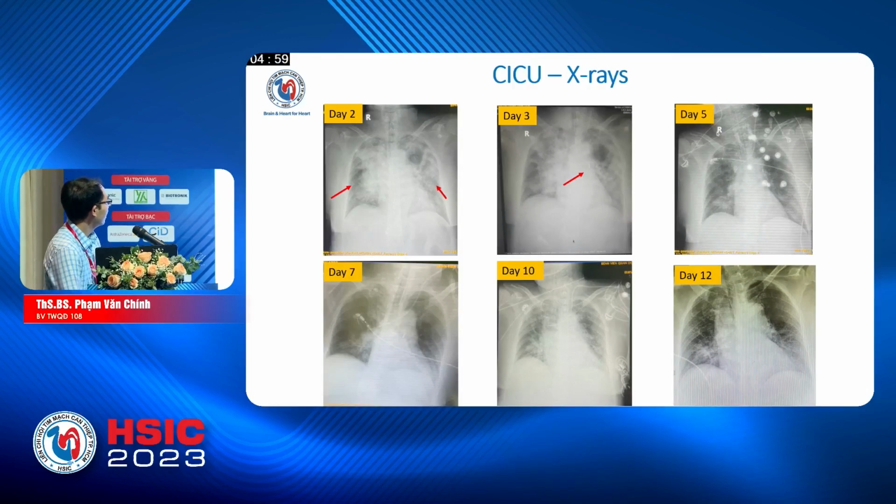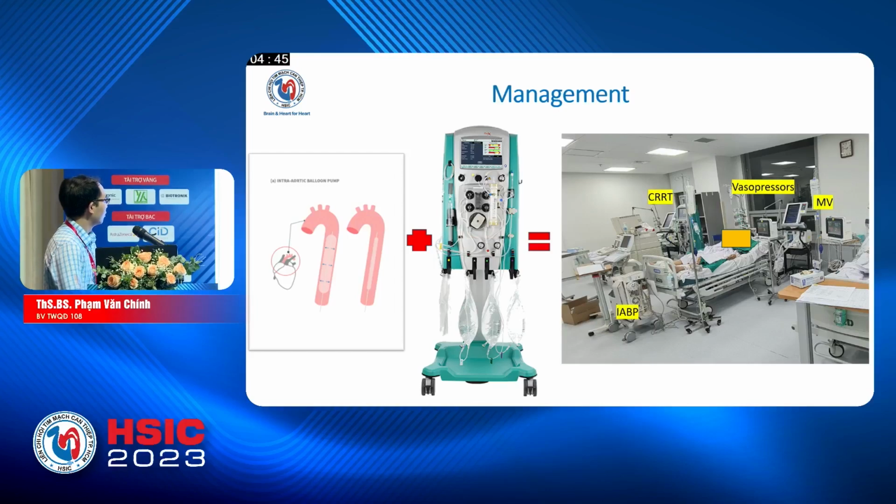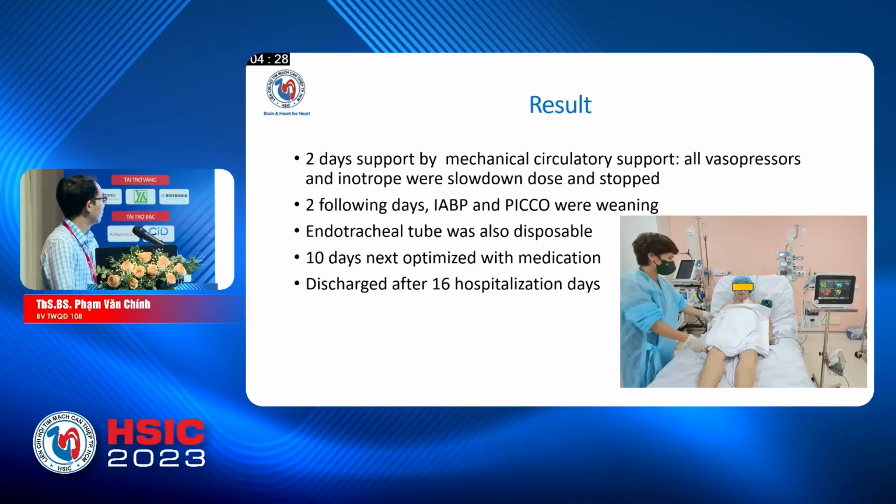You can see in the chest X-ray, the patient has very much congestion, the pulmonary edema. So we intubated her. My management for her was IABP and CRRT and vasopressor and mechanical ventilation. And the result today, supported by mechanical circulatory support, all vasopressor and inotrope were slowed down in dose and stopped. Today following, IABP and CRRT were weaned.